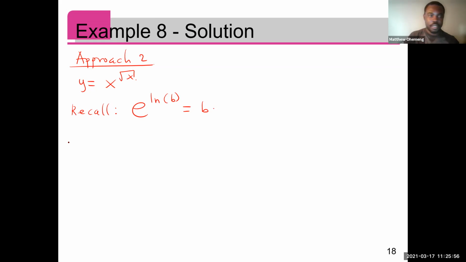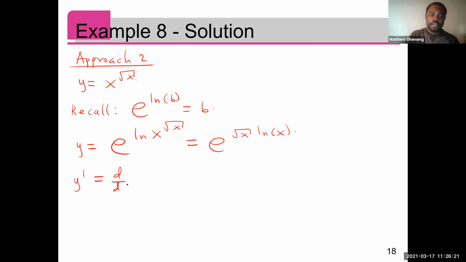So for this expression, you can rewrite y to be equal to what? e to the what? ln of what? x to the square root of x. And you still haven't changed anything, right? But then when you write it in this form, your ln of x to the square root of x is the same as square root of x, ln of x. And now, after getting this, let's get the derivative.